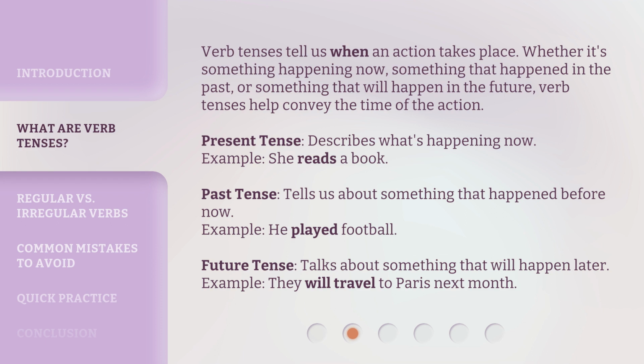Past tense tells us about something that happened before now. Example: he played football. Future tense talks about something that will happen later. Example: they will travel to Paris next month.